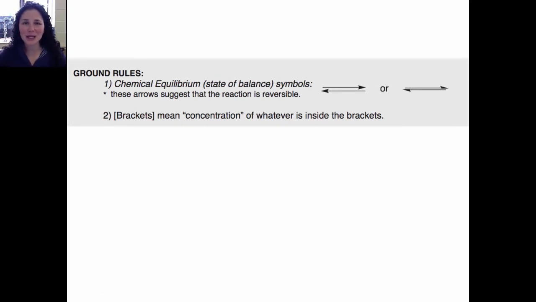First, a chemical equilibrium is represented in a chemical equation using these double-headed arrows, or arrows that are pointing in both the forward and the reverse direction. Sometimes you'll see these arrows with a full head at either end or just half of a head at either end. They mean the same thing, and they mean that the reaction is reversible, so it can go in the forward and the reverse direction. The second ground rule is that square brackets mean concentration, in the concentration unit molarity.